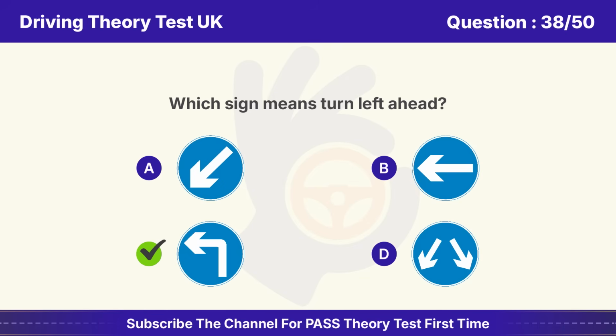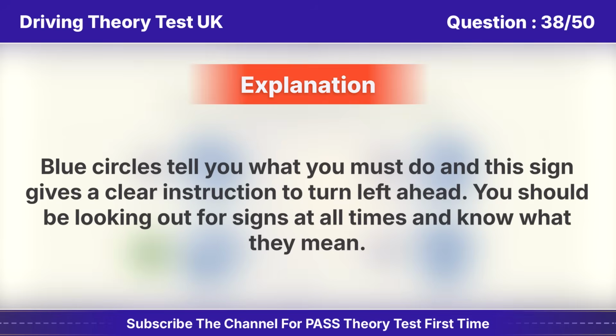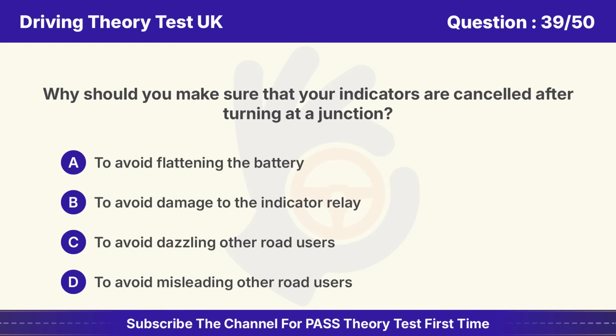Answer is C. Blue circles tell you what you must do, and this sign gives a clear instruction to turn left ahead. You should be looking out for signs at all times and know what they mean. Question 39. Why should you make sure that your indicators are cancelled after turning at a junction?